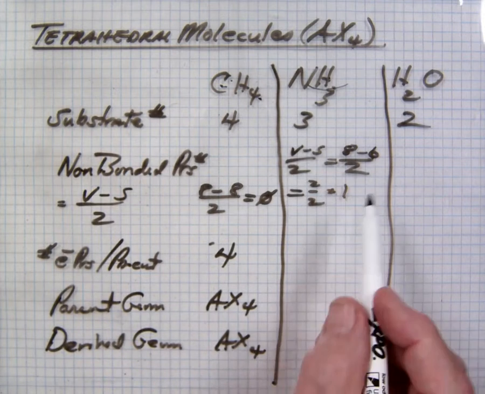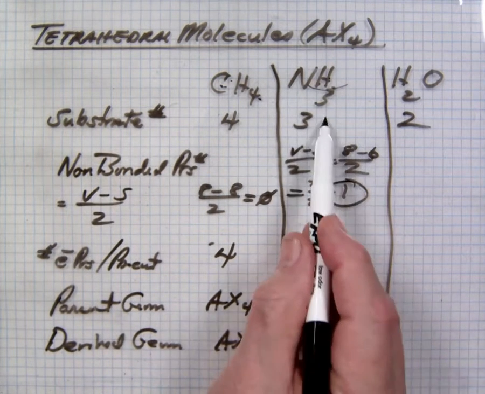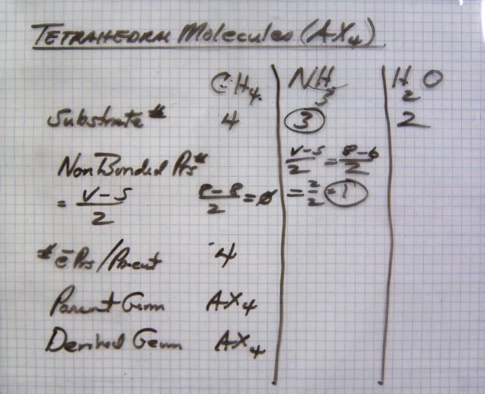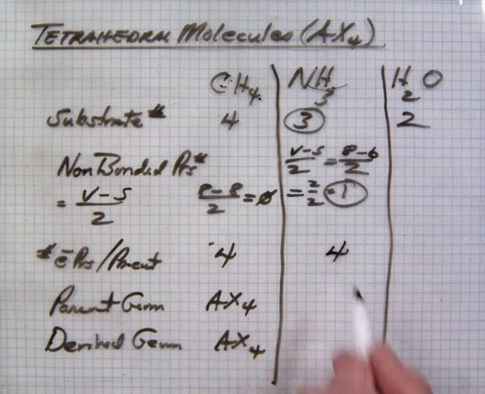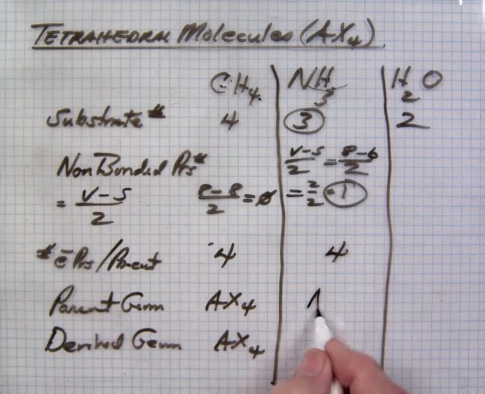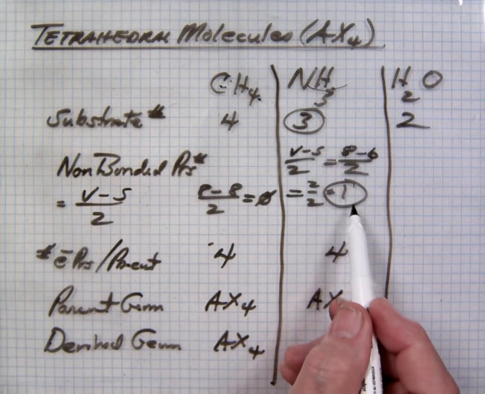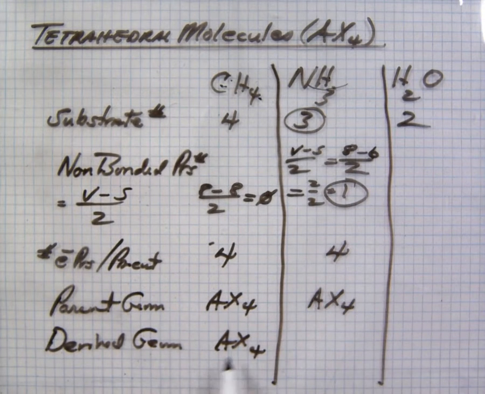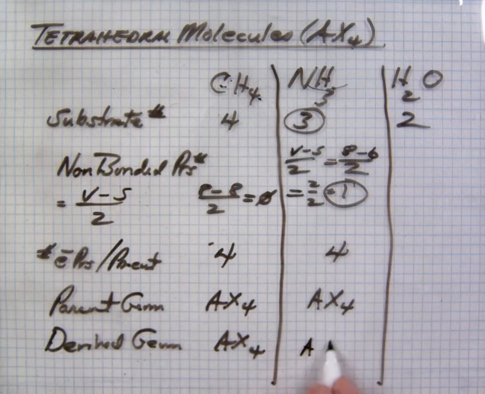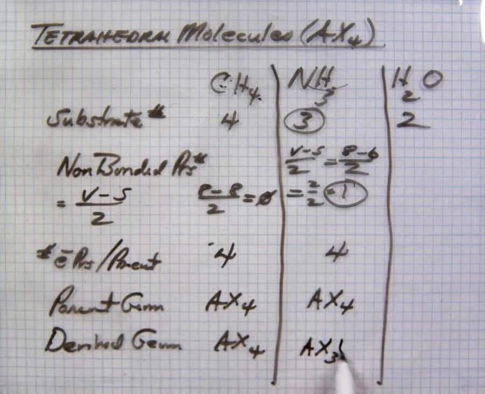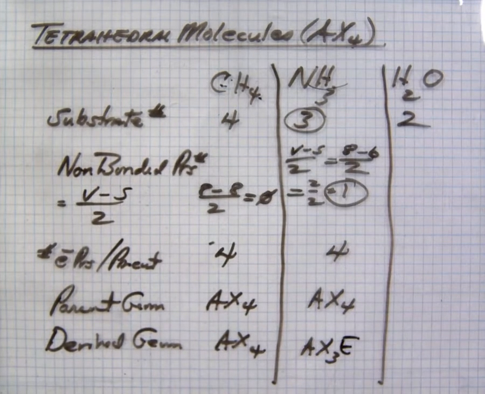Now the total free pairs and bonded pairs total out to 4. Well, the parent is AX4, but we have a non-bonded pair. So the derived geometry is based on an AX with 3 attachments in here, and 1 non-bonded pair, like that.